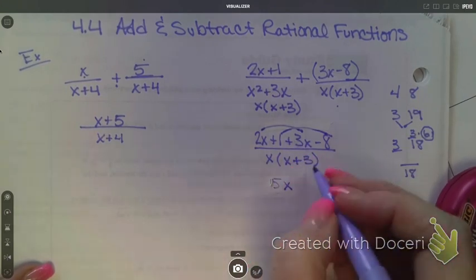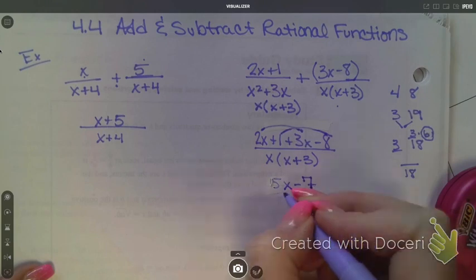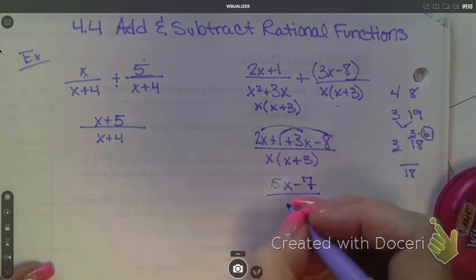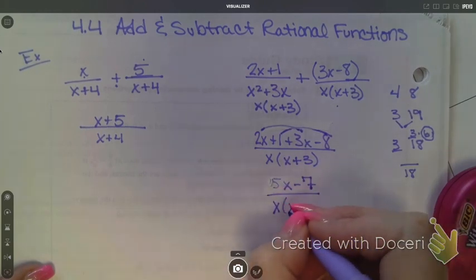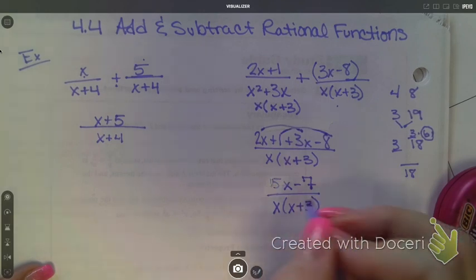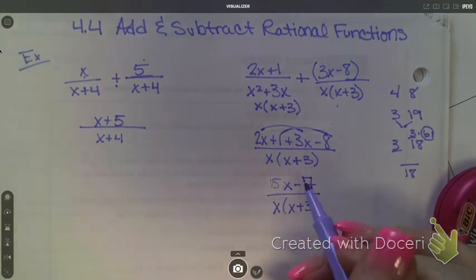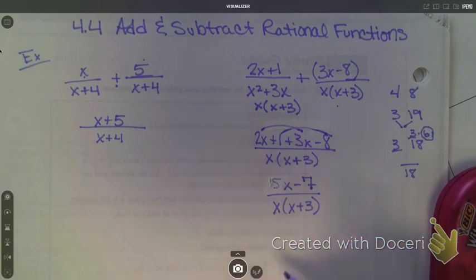And then minus 7. Okay, if I could factor that, I would. Can I factor that? No. And so here is my answer. I want it factored all the way, so that way if I could reduce something, I would. Got it?